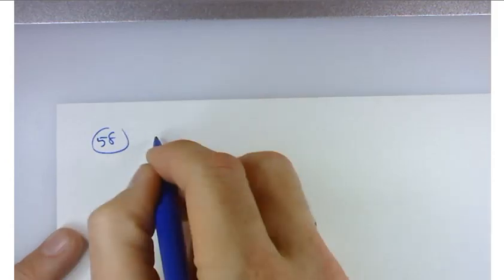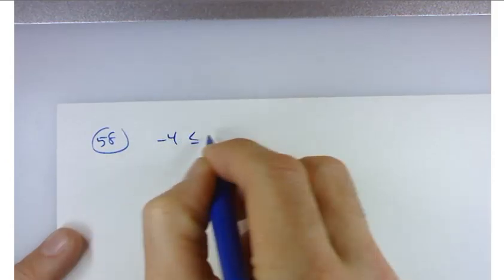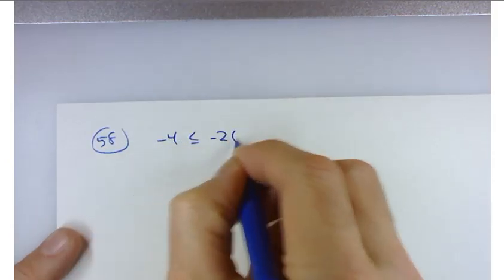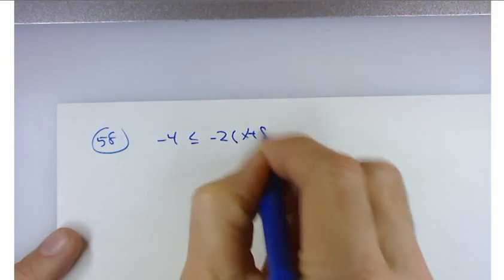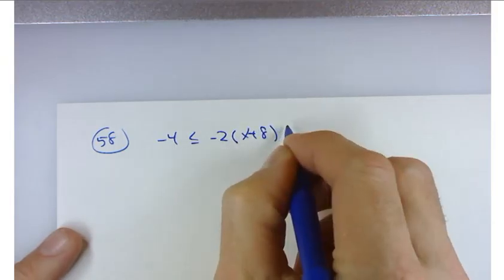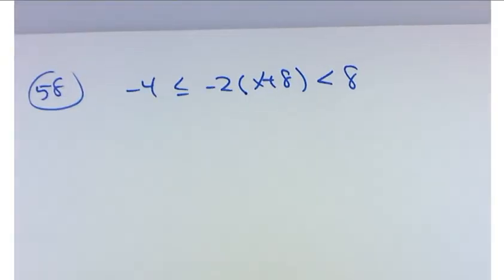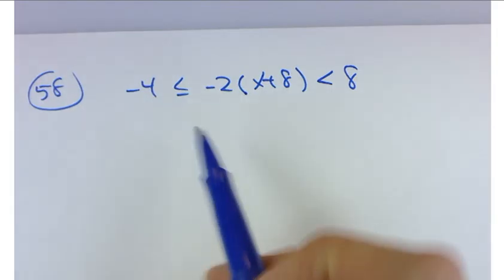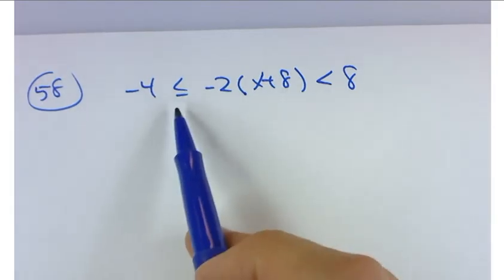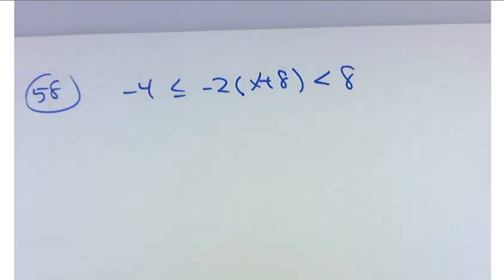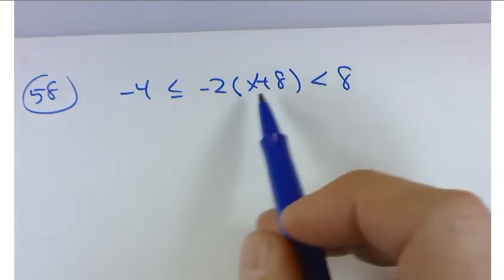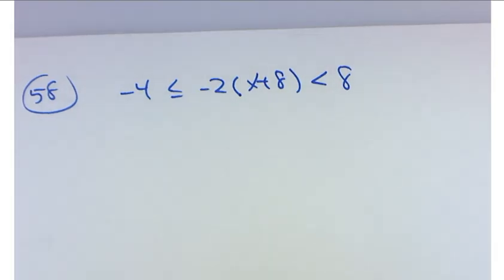So I've got negative 4 is less than or equal to negative 2 times x plus 8, which is less than 8. So this is a double inequality. And notice that on the one side I've got a less than or equal to, and the other side is just a less than. My goal here is to solve for x. I want to get x by itself in the middle.